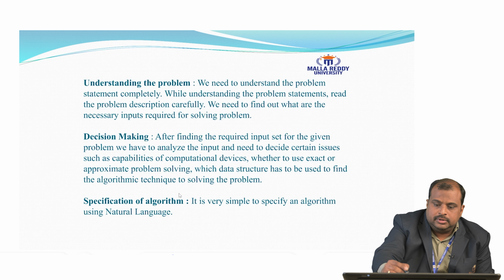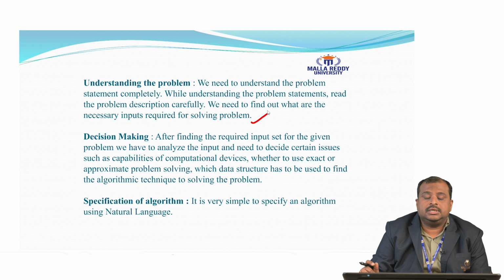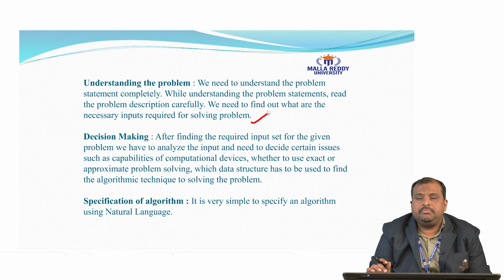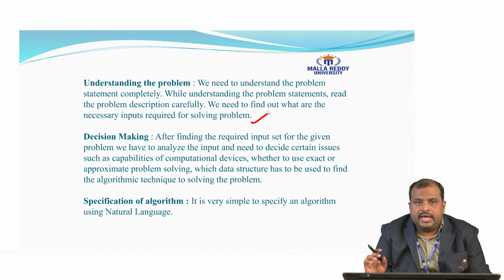Next is decision making. Decision making means that once we are completely aware of the description, we know what type of inputs are required for solving that problem statement, whether we require any computational devices or not, and whatever data structure and algorithm is going to be required for solving that particular problem. Based on this only, the decision making can be done.